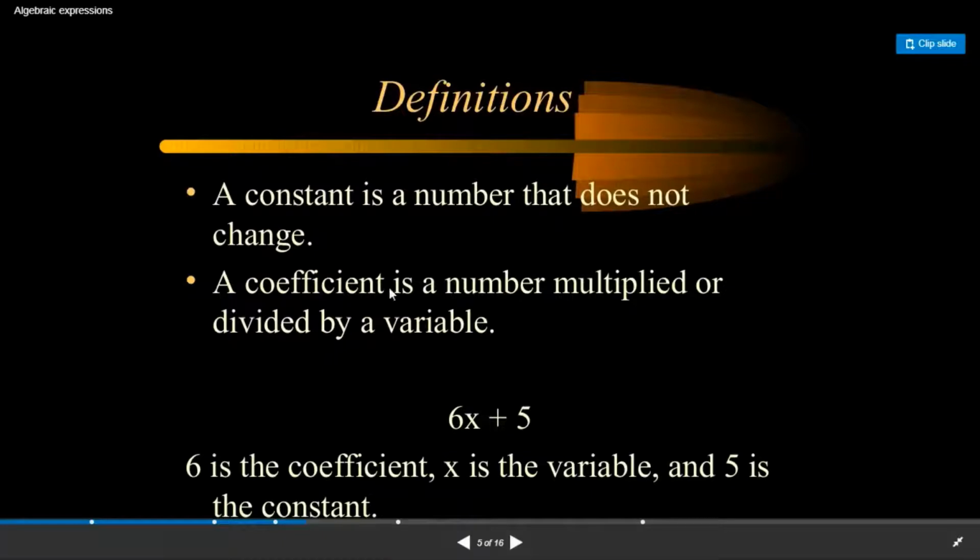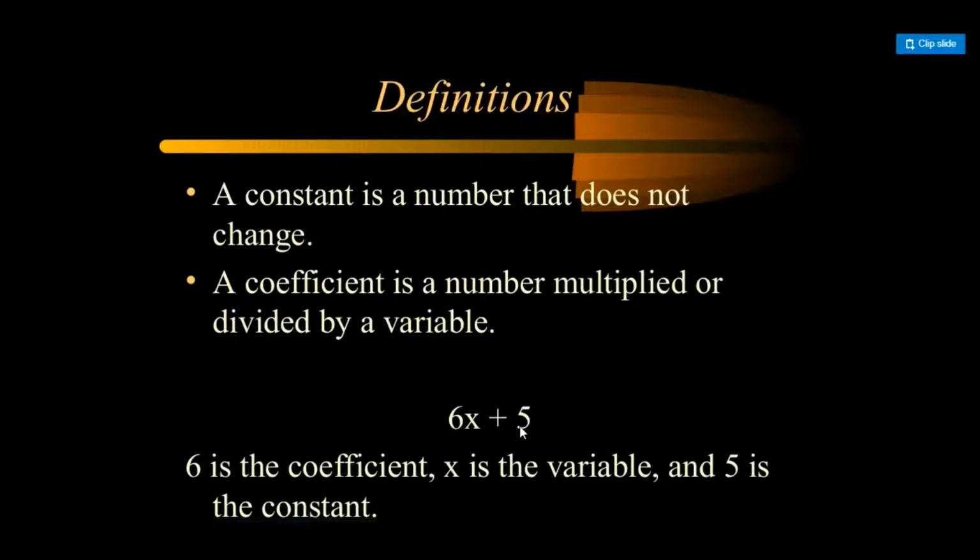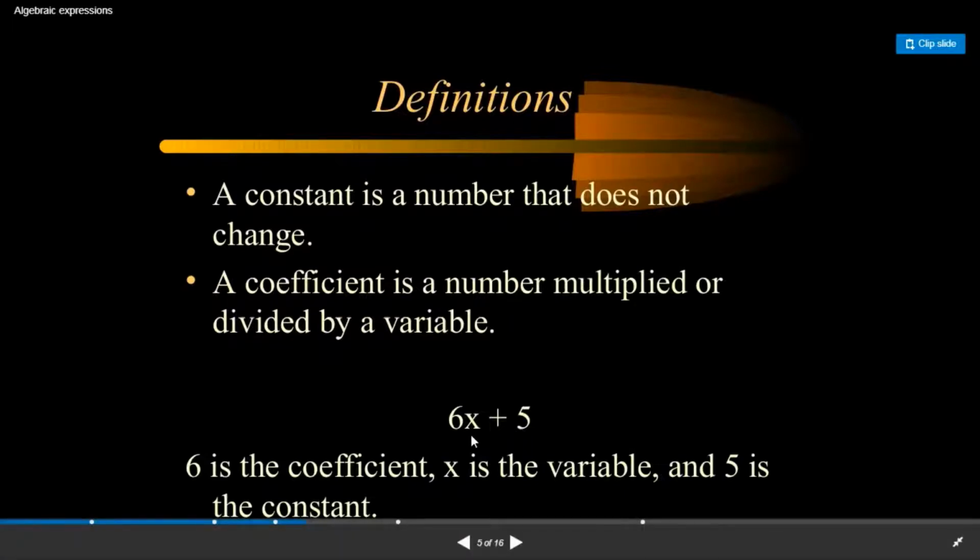A coefficient is a number multiplied or divided by our variable. For example, we have here 6x. The number 6 is the coefficient and the x is the variable. So 6 is our coefficient because 6 is being multiplied to our variable, which is x. The plus here is our operation, and the 5 here is the constant, or the number that does not change. Always remember that a coefficient is the number that is multiplied or divided to our variable.